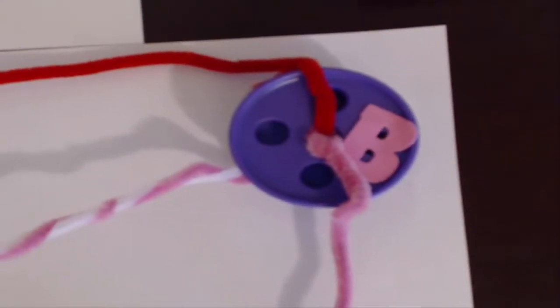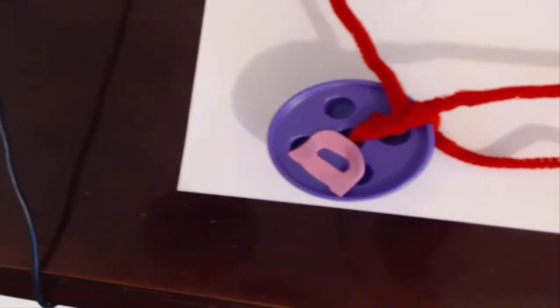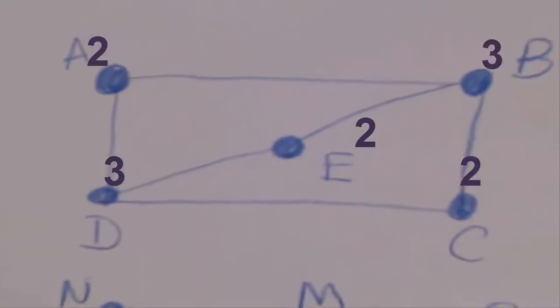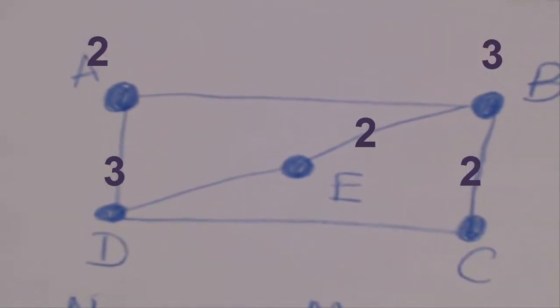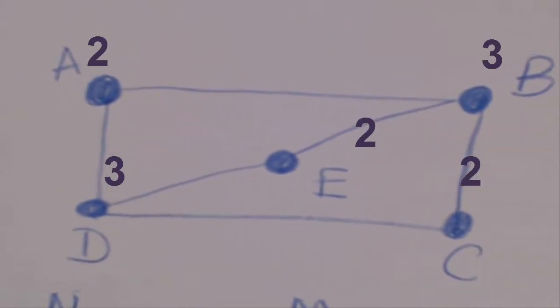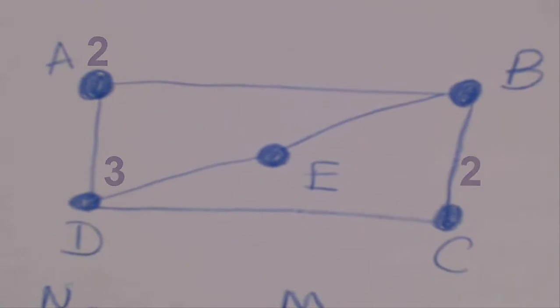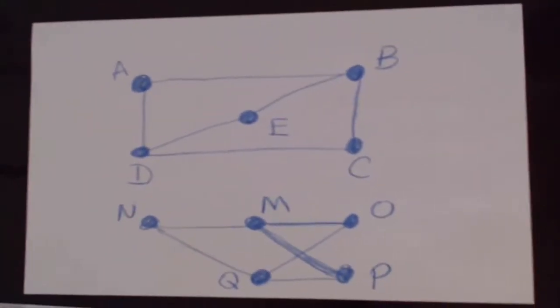Notice that vertex B has degree 3. Also, vertex D has degree 3. Degree means the number of edges that connect to that given vertex. Our graph is connected. It has 5 vertices, 2 of degree 3 and 3 of degree 2. It can only be isomorphic to another graph with the same characteristics.